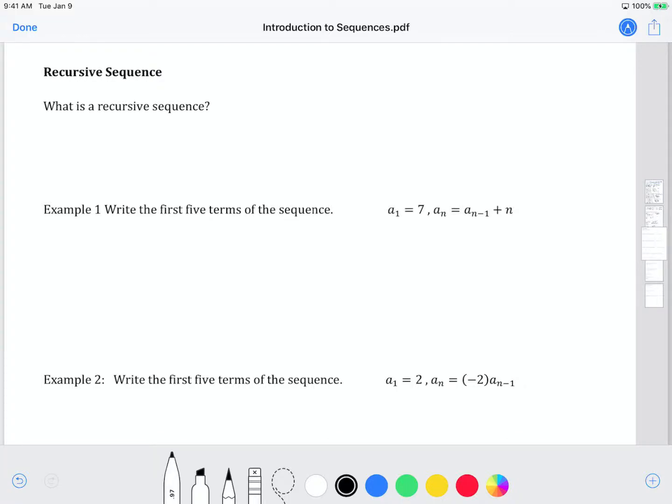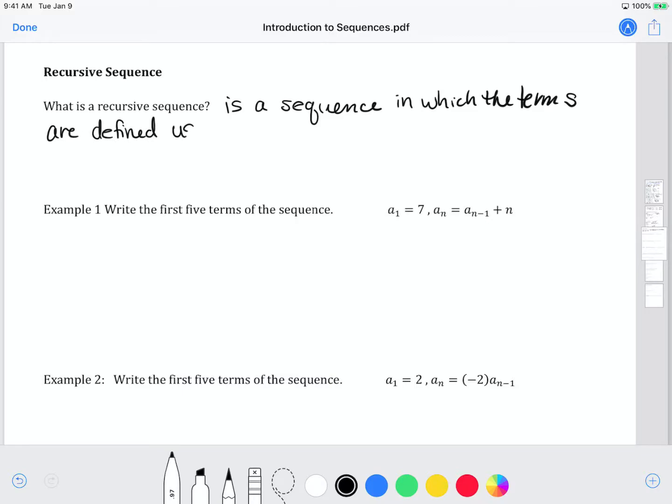In this video, we're going to discuss a specific kind of sequence called a recursive sequence. And a recursive sequence is a sequence in which the terms are defined using one or more previous terms.